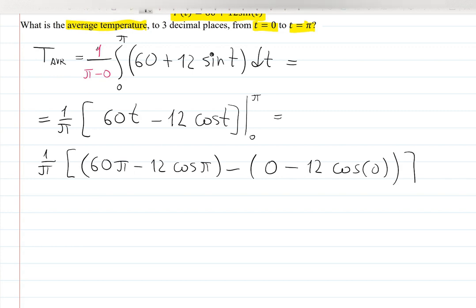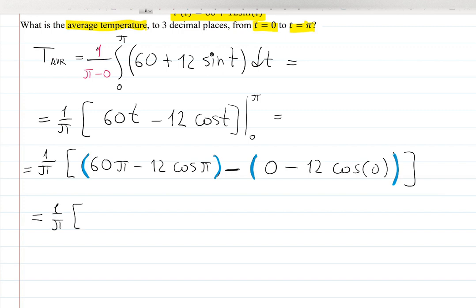So I have the upper limit of integration plugged in, the lower limit of integration plugged in, the difference between these two, and everything multiplied by 1 over pi, which is basically the average of the interval we are integrating on. So let's calculate carefully everything.